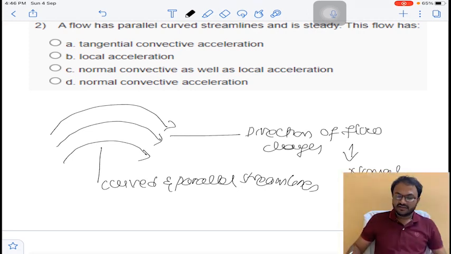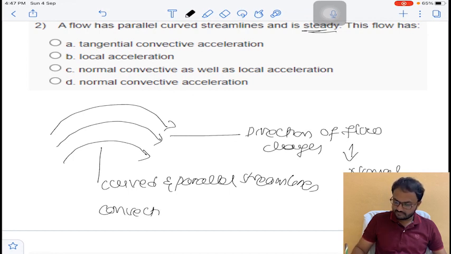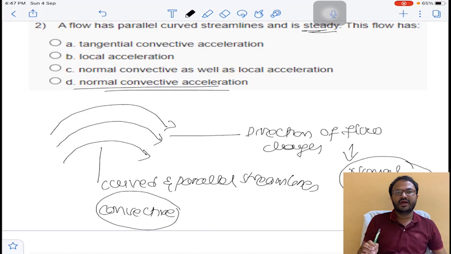And the space between these streamlines is constant. He has given it is a steady flow. Steady means all the parameters of flow with respect to time are constant. That is, this flow will not exhibit any temporal or local acceleration. It will exhibit only convective acceleration. So here normal acceleration, convective acceleration. So normal convective acceleration will be possessed by the streamlines given in this problem. So option D for question number 2.